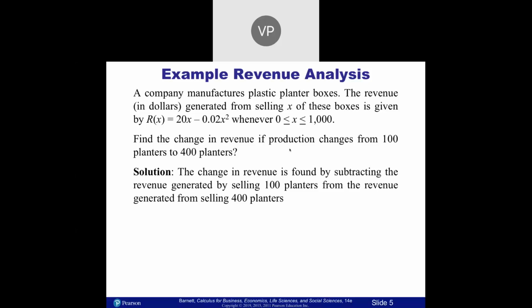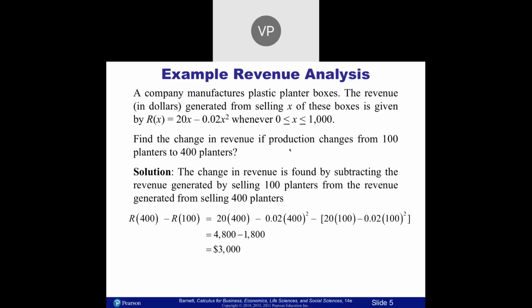In this case, they're not asking what the difference of the planters is. They're asking what's the difference in the revenue. So you have to figure out what's the revenue at 400 and what's the revenue at 100. Now remember, this is the ending amount, what you finish at, and this is what you started.